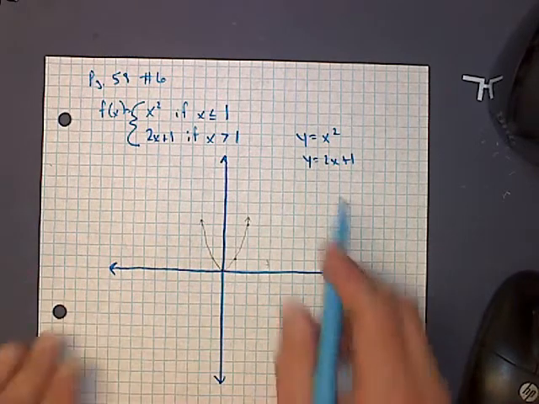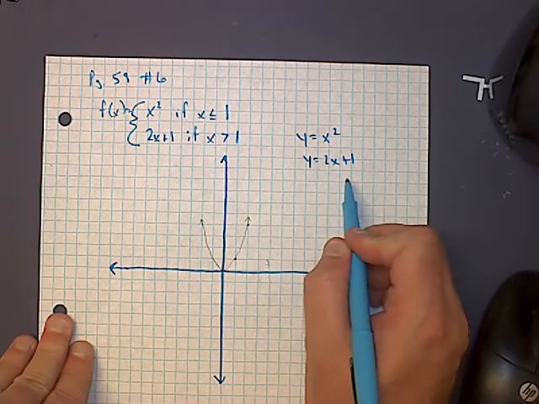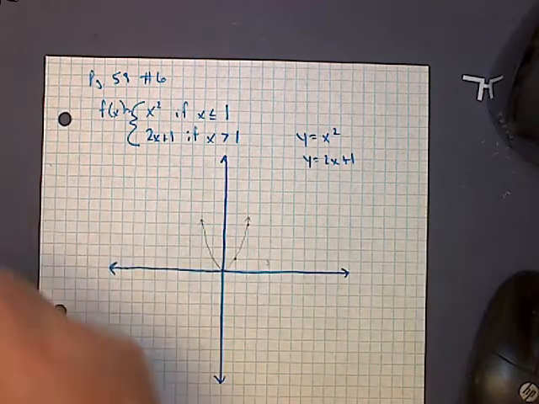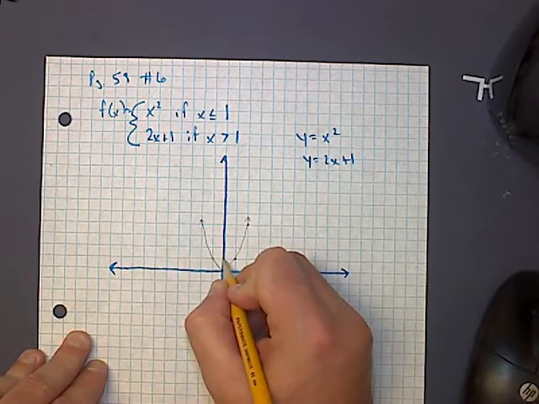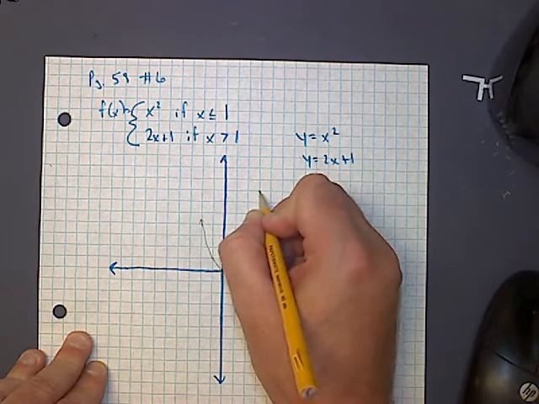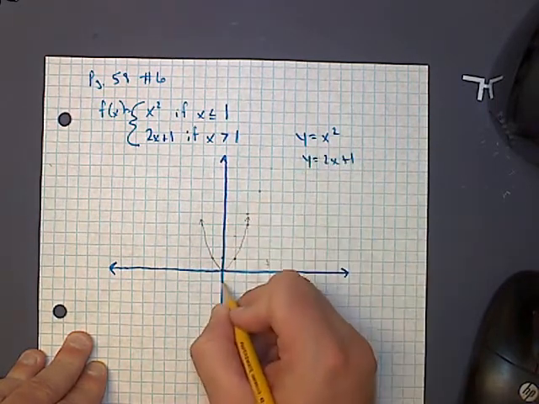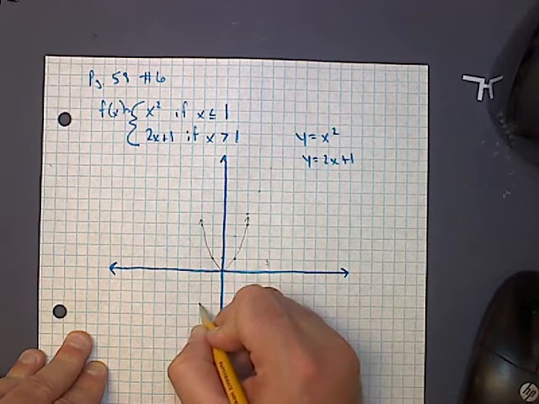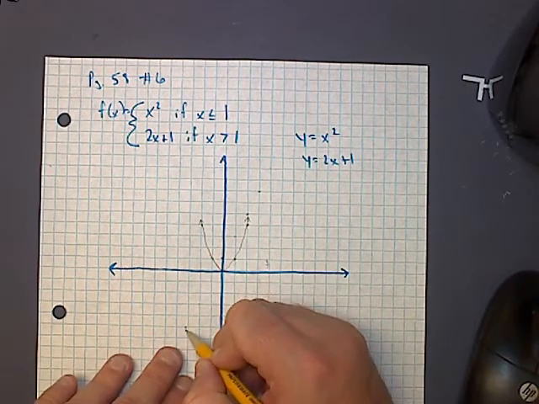Then y equals 2x plus 1. That is linear. I can use slope and y-intercept. So, y-intercept is 1, up 2 over 1, up 2 over 1, up 2 over 1, up 2 over 1. Backwards, down 2 over 1, down 2 over 1, down 2 over 1.